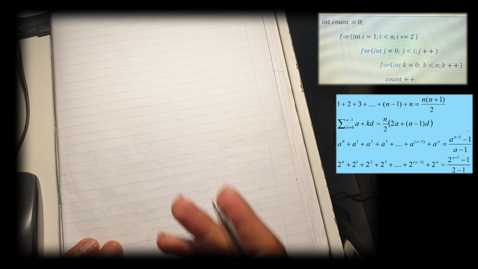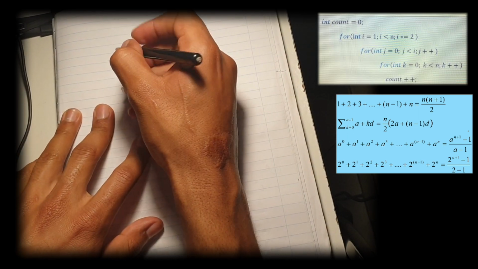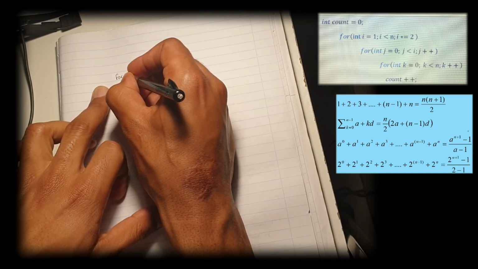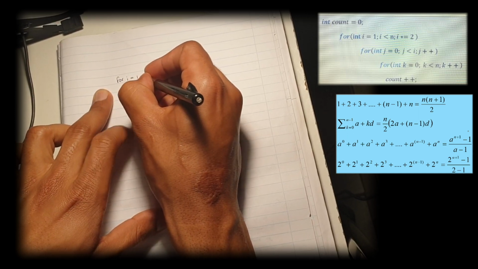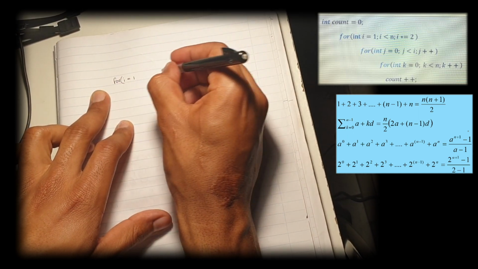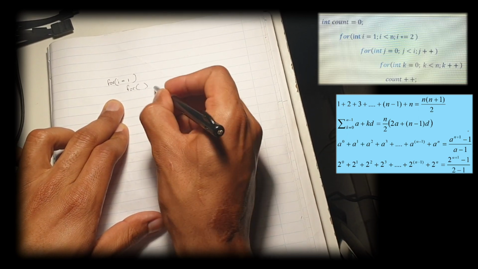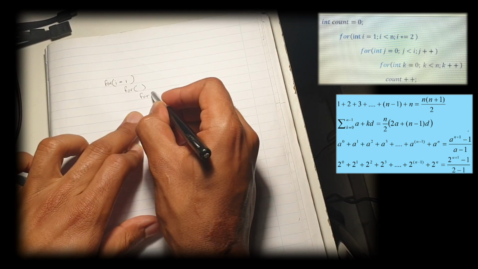What we have here is 3 loops. Now, when you have 3 loops, I want you to think, let me actually write this down. So you have for i is equal to 1. You have this loop, and then you have another loop, then you have another loop.